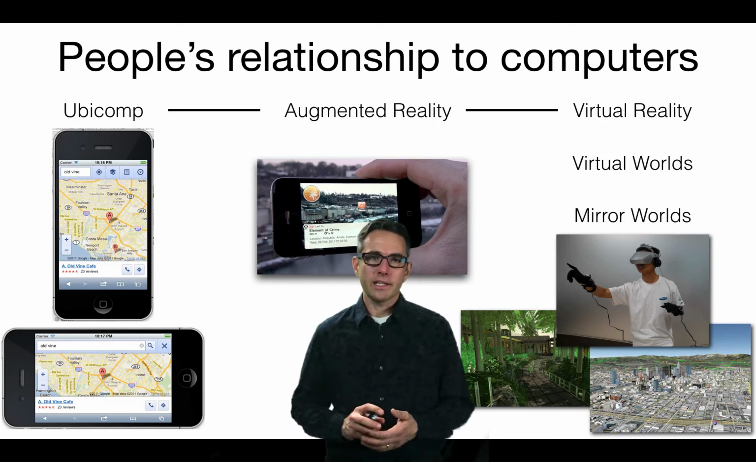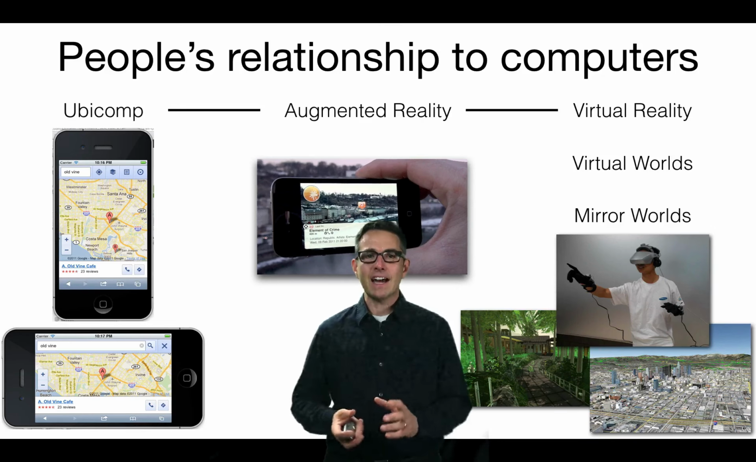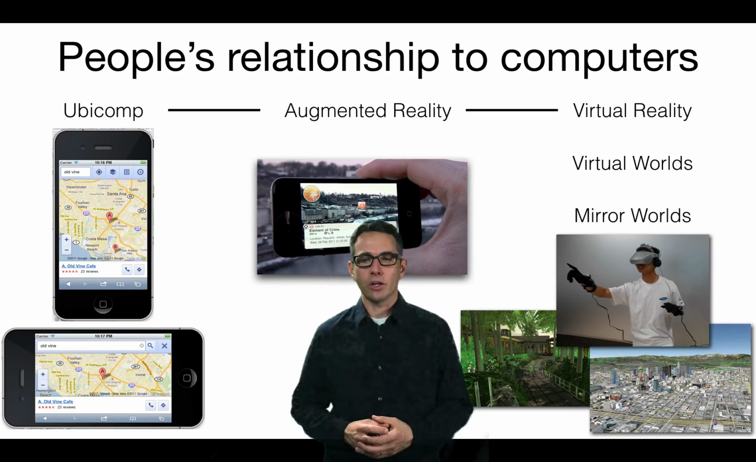And a mirror world is a virtual reality world that you step into, but that is designed to have a relationship to the real world that's kind of one-to-one. So this is an example of Google Earth, and Google Earth attempts to keep a very synchronized representation of the real world, and yet it is a virtual world.